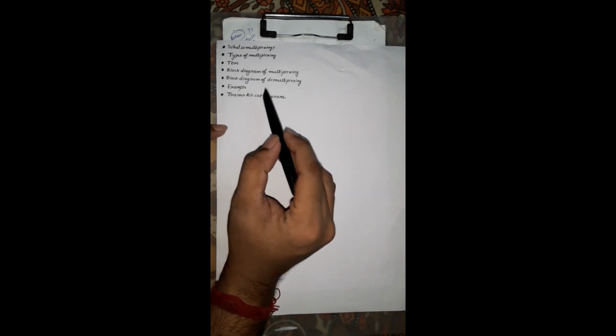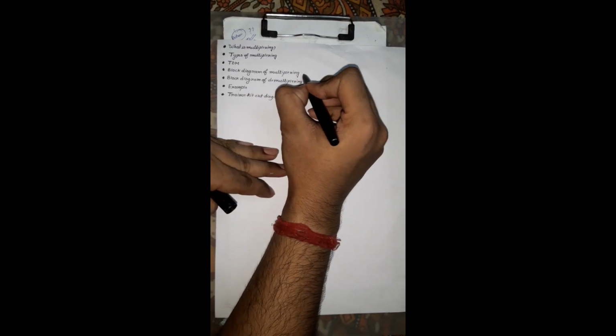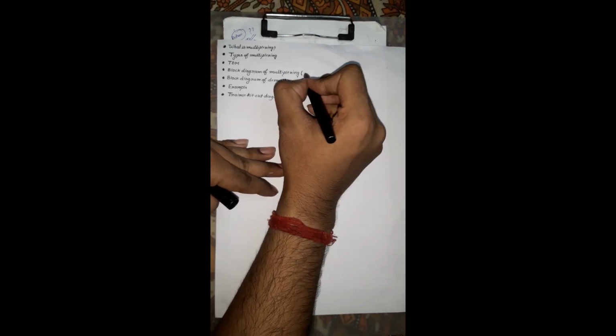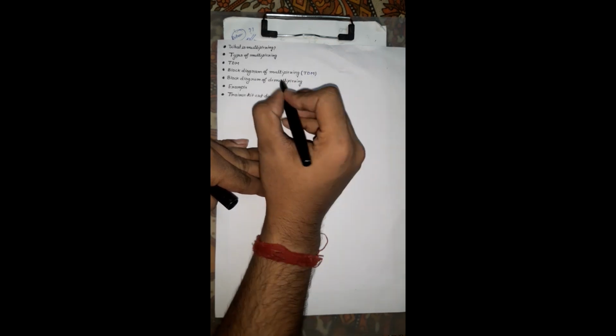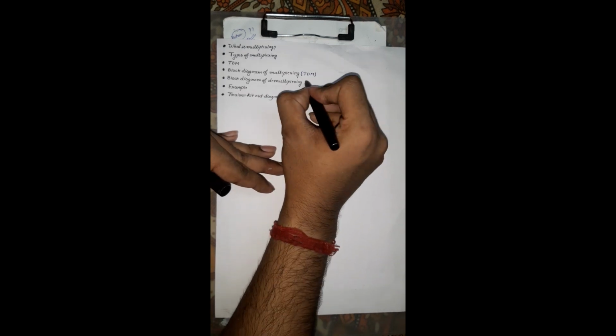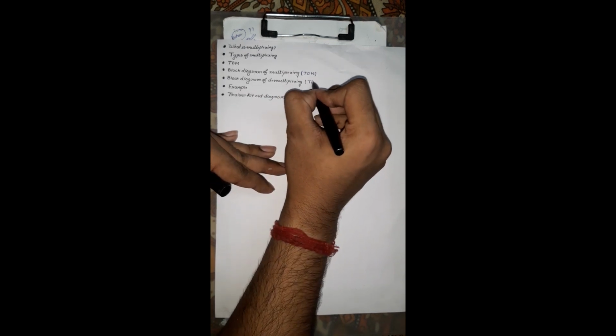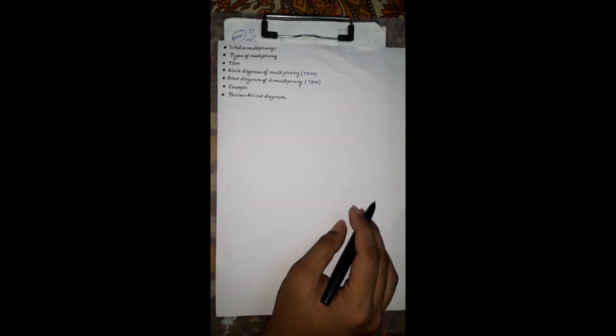Then we will see the block diagram of multiplexing. Basically the multiplexing I am going to show here is TDM, time division multiplexing. For time division multiplexing, we will see the block diagram of multiplexing. For demultiplexing, this is also for TDM, we will see the demultiplexing block diagram and working. And then we will see an example.